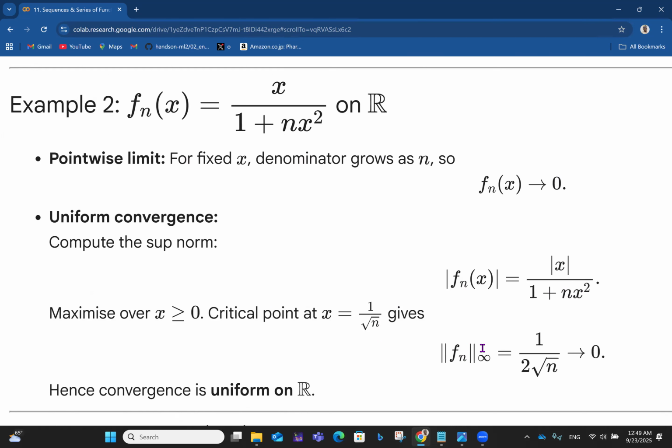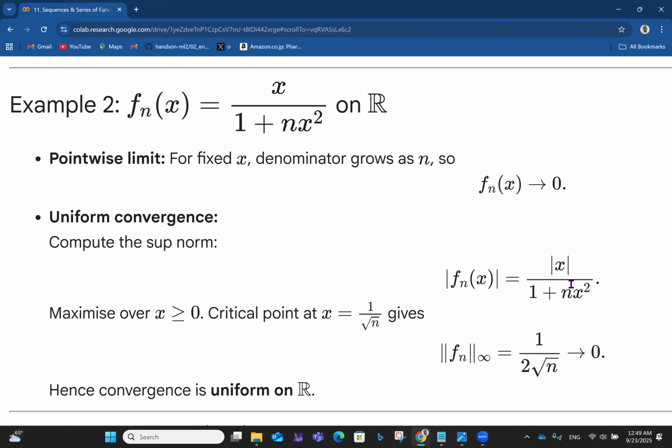So we have a critical point at x equals 1 over root n, which gives that the sup norm of f sub n is 1 over 2 root n, approaching 0. Of course, this tells us that as n approaches infinity, this whole expression approaches 0 also. The idea of maximization is that you differentiate and then you get something close to 0. So if you differentiate the absolute value of x, we should get 1 there, and we have 1 all over 1 plus nx squared.